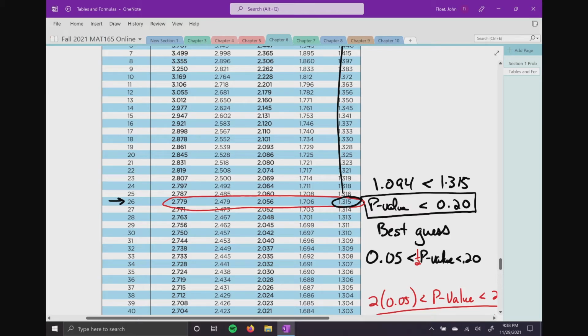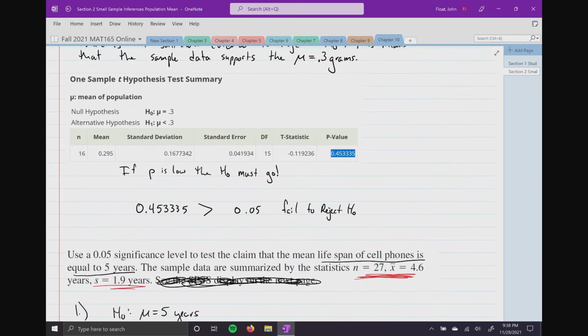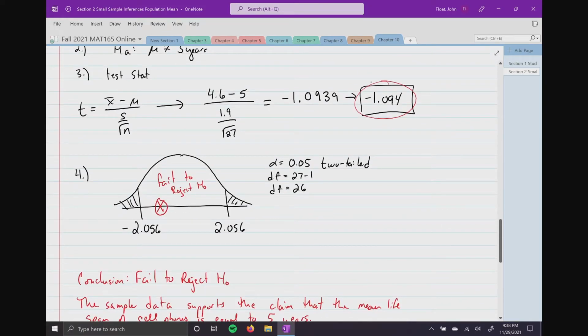Now, with the classical approach, we knew that we failed to reject the null, which meant that our p-value has to be larger than 0.05, because remember, and I wrote it down in the previous problem, if the p is low, the null must go. Our p-value is larger, so we failed to reject in the previous problem. Same thing here. When we did the classical approach, our test statistic was negative 1.094. We failed to reject, which means I know, right then and there, our p-value is greater than 0.05. I knew that.